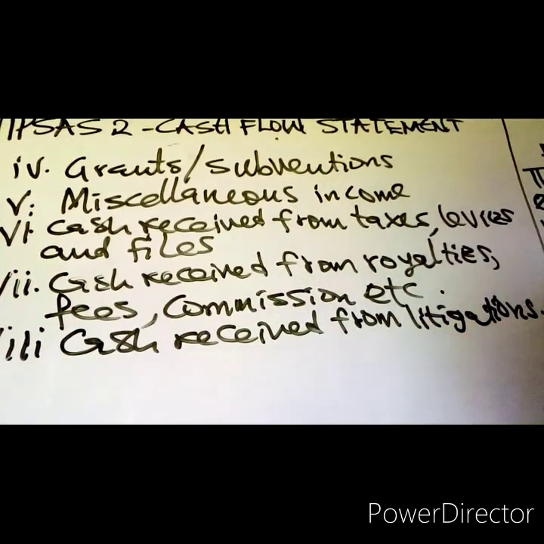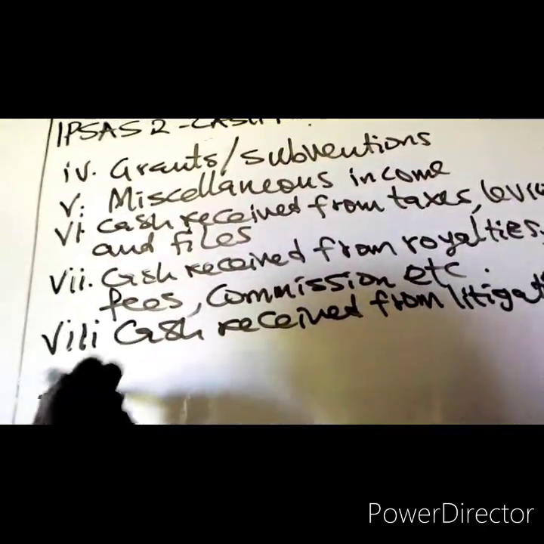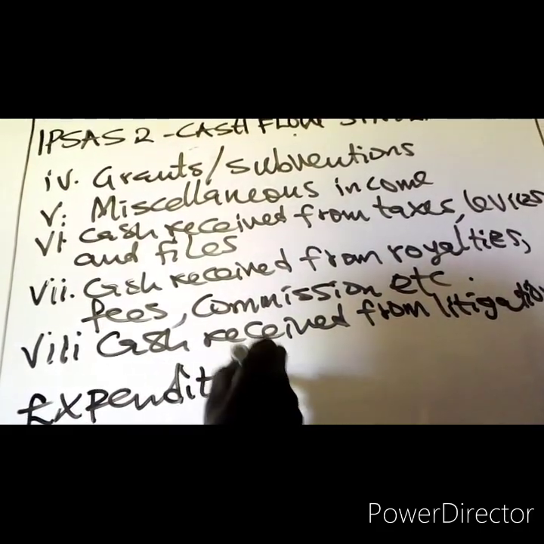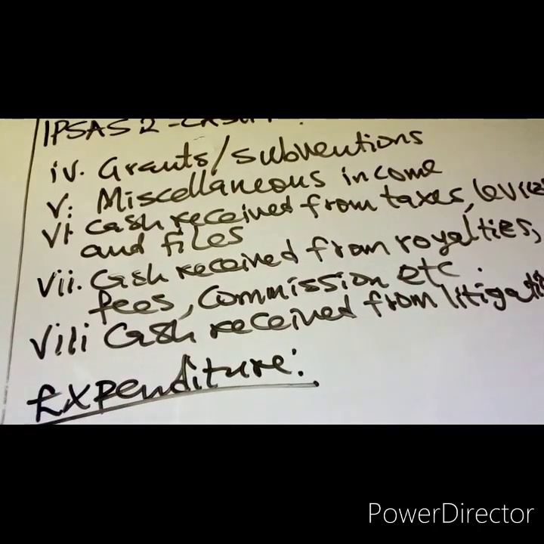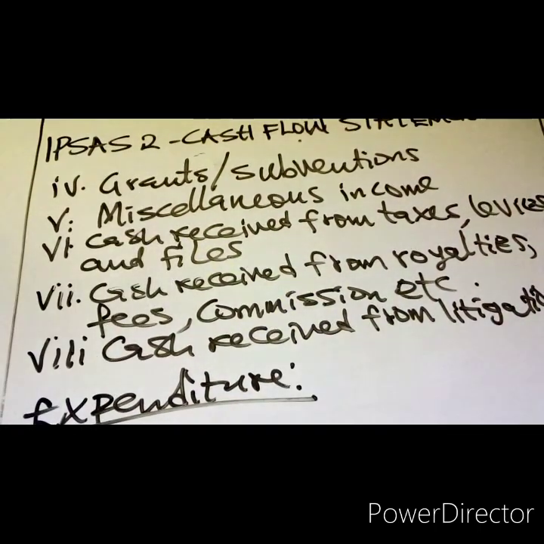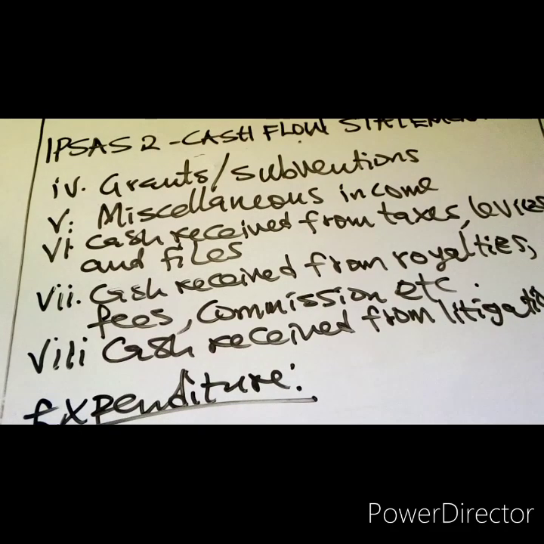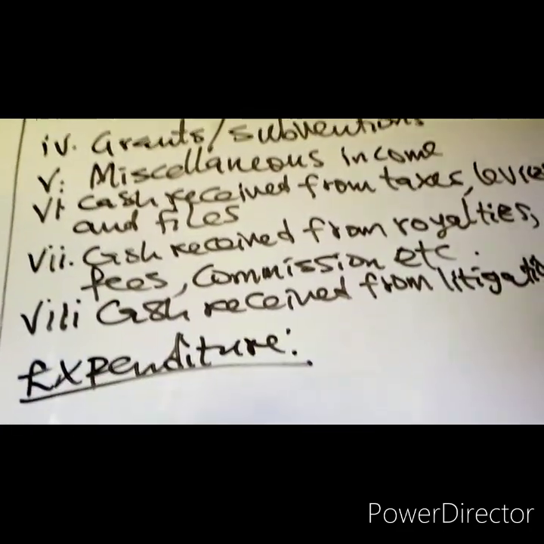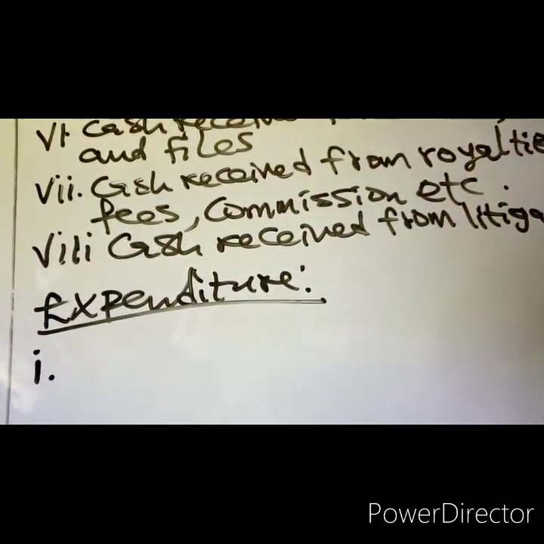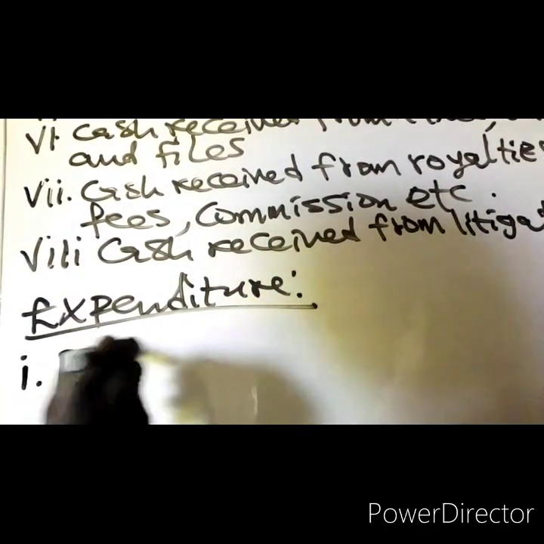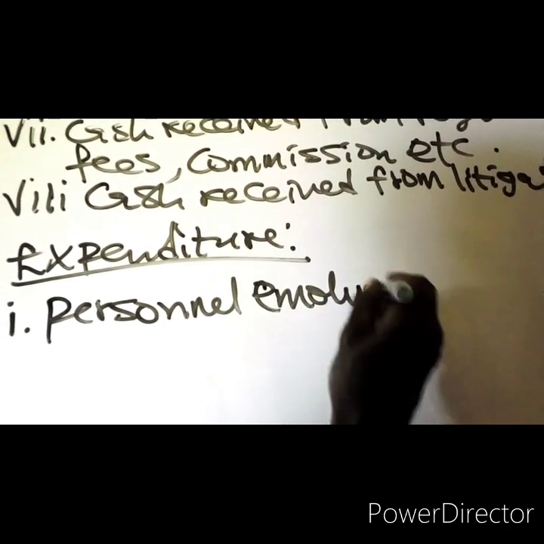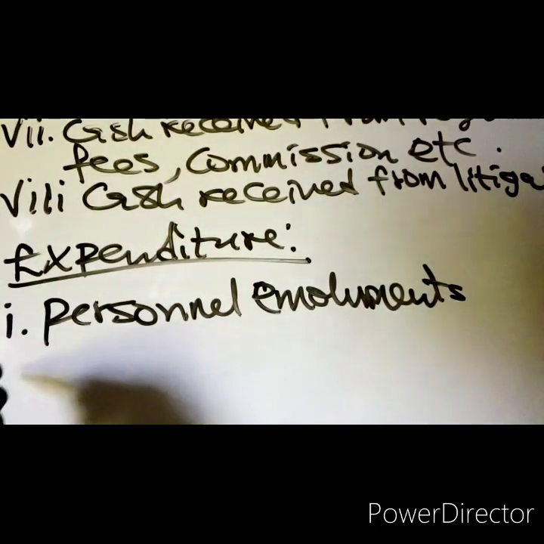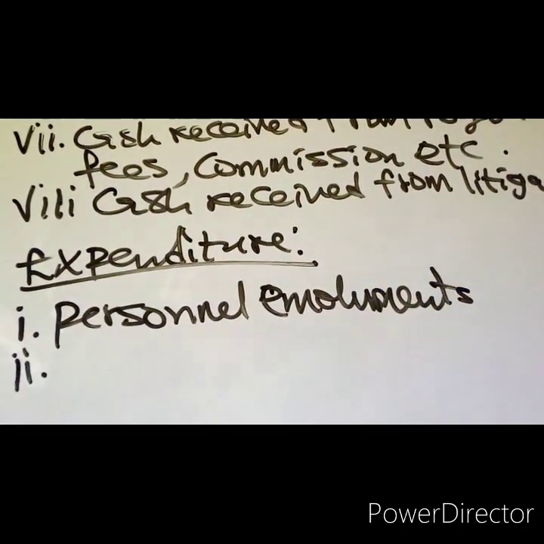So then we also have expenditure incurred by the government. All this expenditure too, they also fall under operating activities. Just know that the revenue are inflows, while expenditure are outflows. Number 1, we have personnel emoluments. Emolument is one form of expenditure that falls under the normal activities of the government.